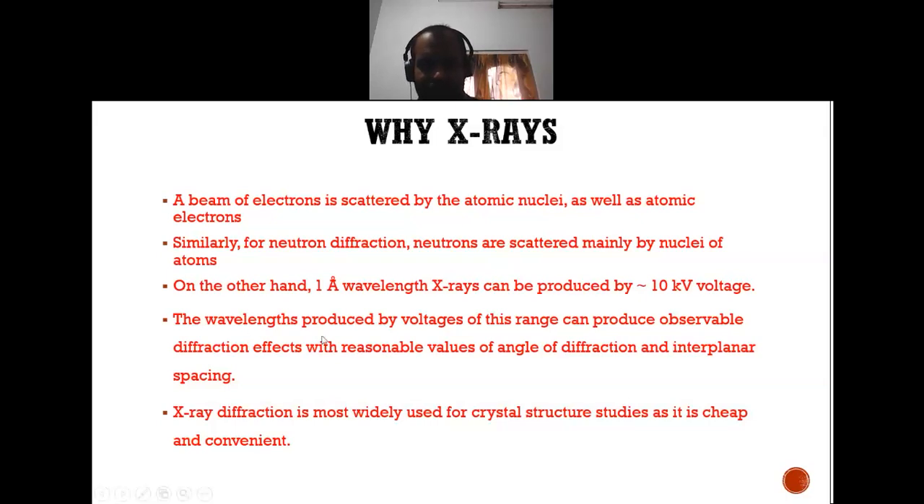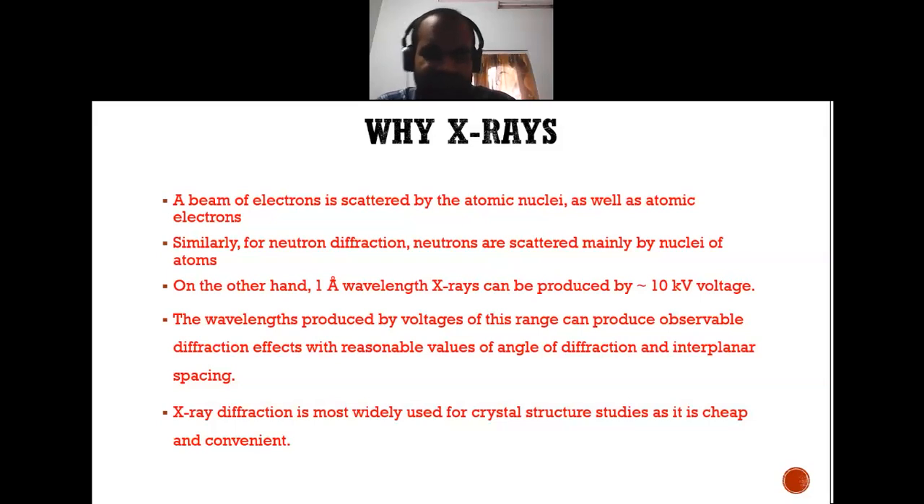So when you use wavelengths of the order of 1 angstrom, which can be produced by voltages of around 10 to 50 kilovolts, such wavelengths can produce observable diffraction effects with reasonable values of angle of diffraction and interplanar spacing. So what is the angle of diffraction? We will learn that next. I will show you in a figure. Then we can observe a diffraction.